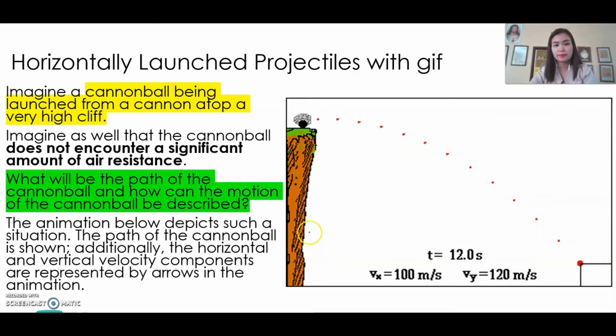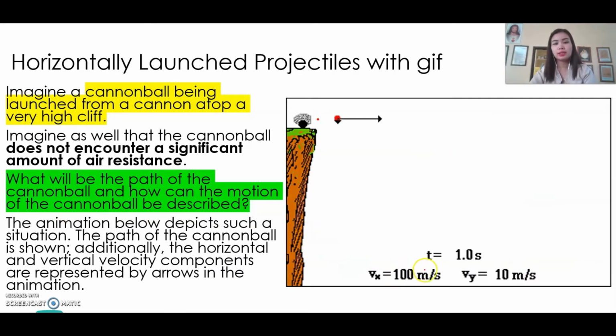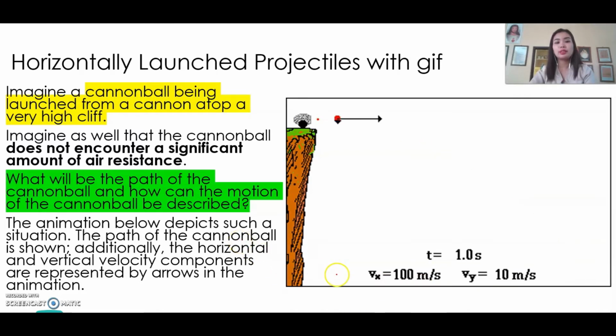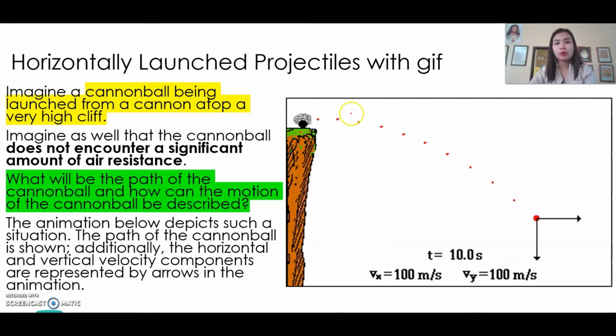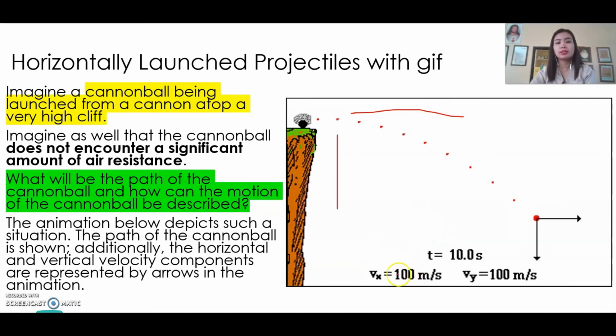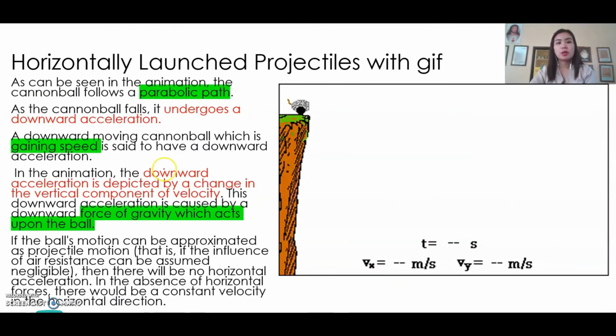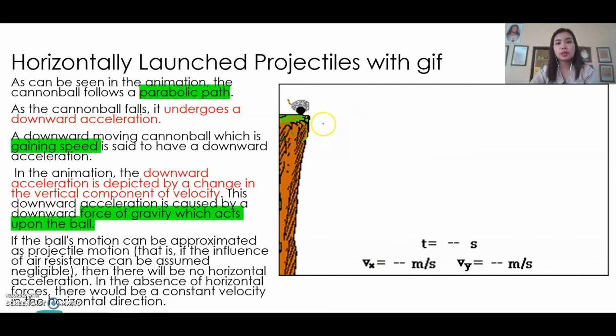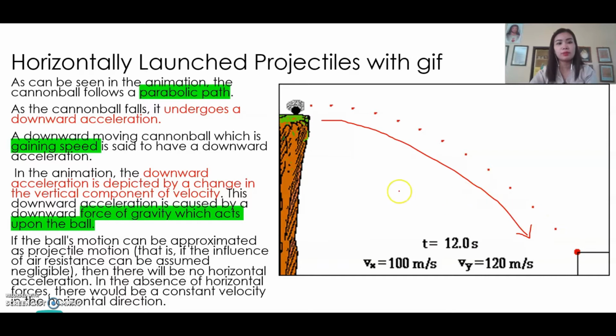cannonball be described? Now, try to analyze in our GIF that the path of the cannonball is shown. Additionally, the horizontal and the vertical velocity components are represented by arrows in the animation. Okay, next. If you can observe in our animation, it follows a parabolic path. Kita mo, ana? Okay, very good.